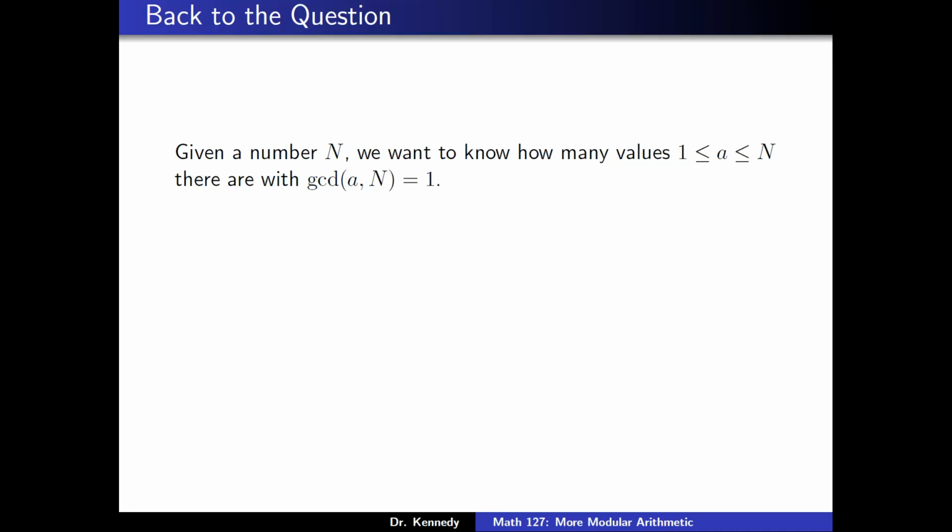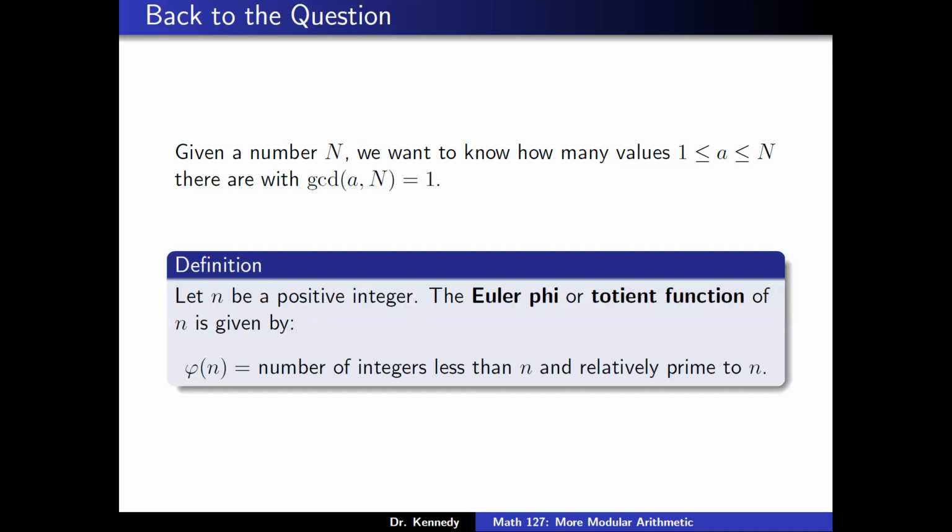Okay, so back to the question. Given n, we want to know those values a, how many there are, such that the GCD of a and n is 1. This question has been around for a while. It was answered a while ago as well, by the Swiss mathematician Leonhard Euler. He developed a function which is now known as the Euler Phi function, or sometimes called the totient function. It's denoted with the Greek letter phi, hence the name Euler Phi. And phi of n is simply the number of integers less than n and relatively prime to n.